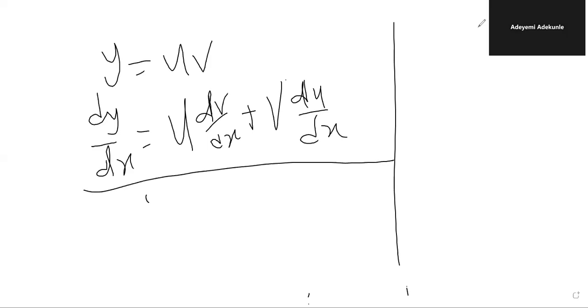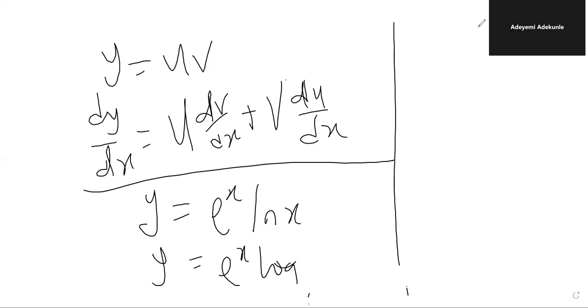So for instance, if you have questions like y equals e raised to power x ln x. Don't forget I told you that ln x is the same thing as log x base e. This can also be written as y equals e raised to power x log x base e, which is the same thing. So differentiating this one now, e raised to power x will be your u, and ln x will be your v.